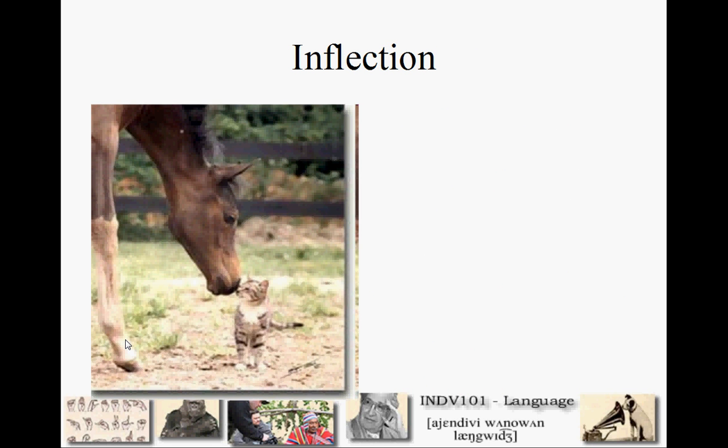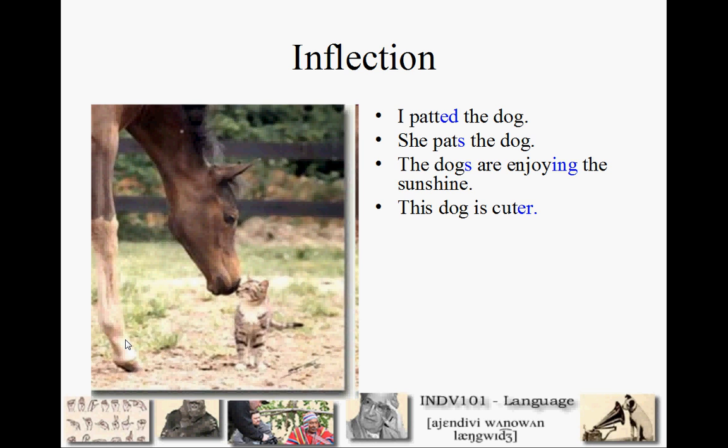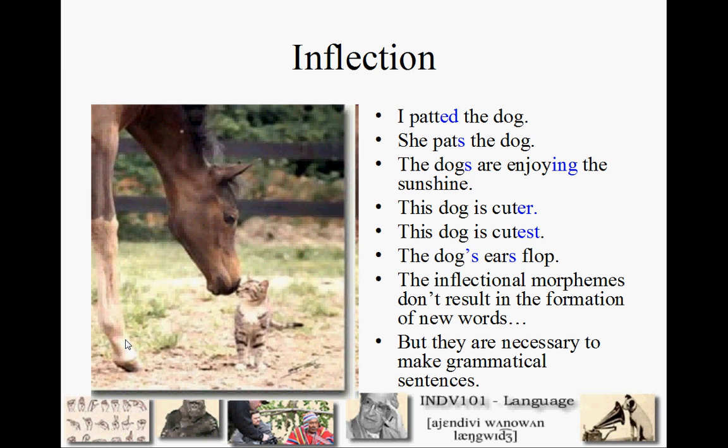All right, we also have inflection. Inflections are things that don't actually change the grammatical category. They don't really create a new word. They're just things that are necessary to make a sentence grammatical. You can't say, I pat the dog. Well, I guess you can in present tense. But this changes the tense: I patted the dog. I can't say, I pats the dog. But you can say, she pats the dog.